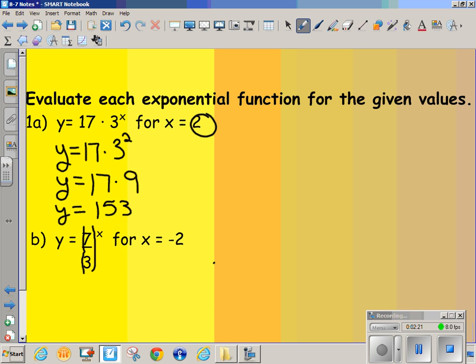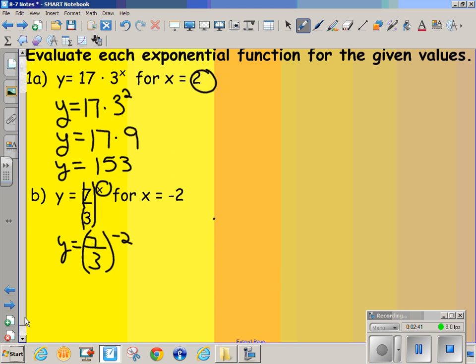For our second example, check right here. I think that yours actually has a number, so just make that an x. So it's saying y is equal to 7/3 raised to the x power. So we're just going to substitute in the -2 for our exponent.